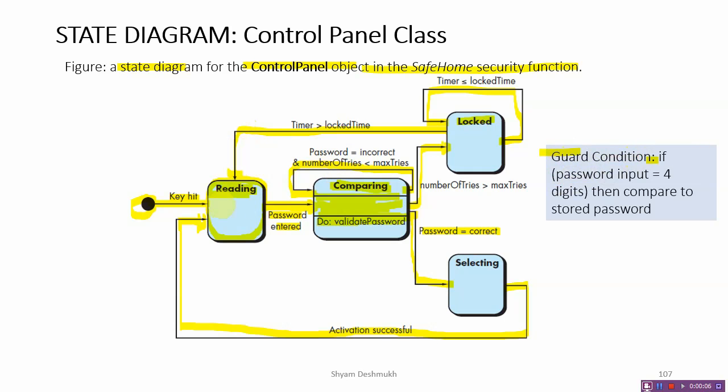In addition to specifying the event that causes the transition to occur, you can specify a guard and an action. A guard is a Boolean condition that must be satisfied in order for the transition to occur. For example, the guard for the transition from reading to the comparing state can be determined by examining the use case: if the password input equals 4 digits, then compare to the stored password.